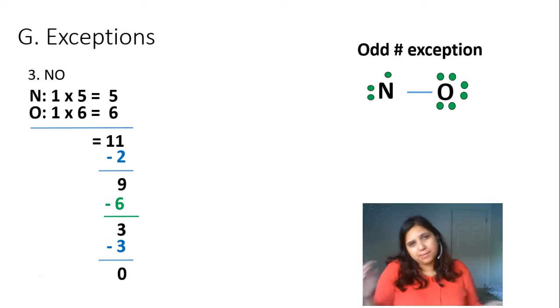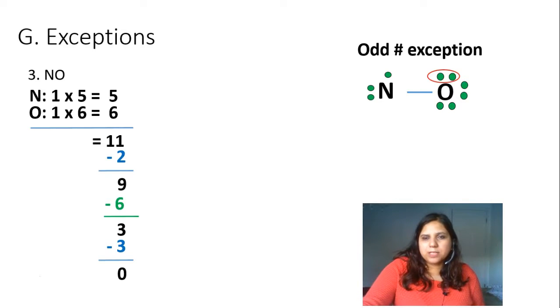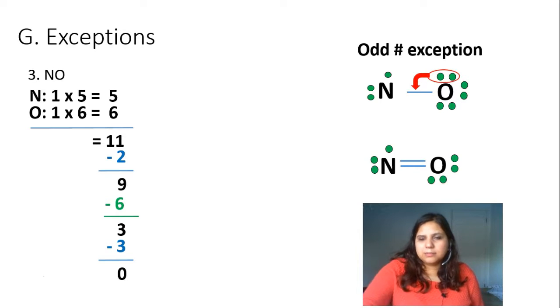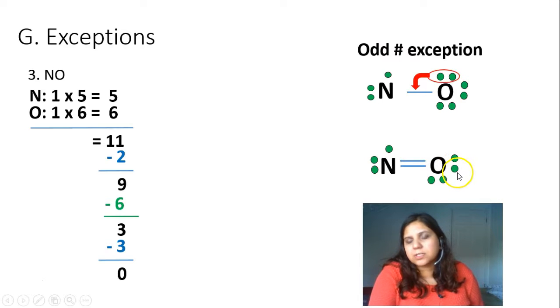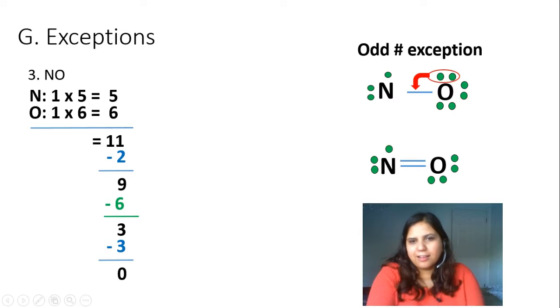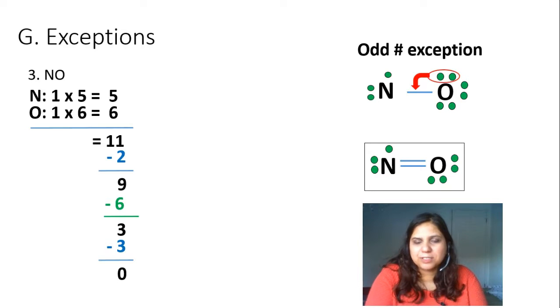We still have to try to make it have as close to an octet as possible, so we'll do that. We'll take these two, put them here, and we'll form this. Let's look for octet. Let's look at oxygen first. It has 2, 4, 6, 8. Okay, that has an octet. Nitrogen has 2, 4, 6, 7. It's as close to an octet as it's going to have.